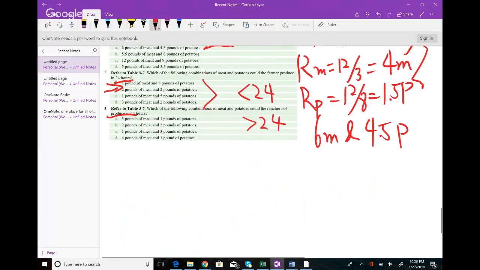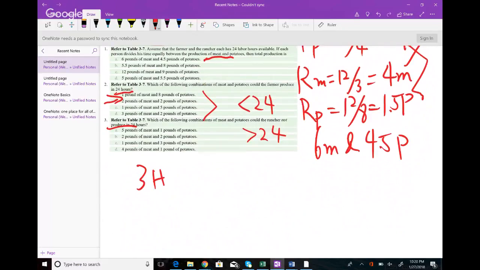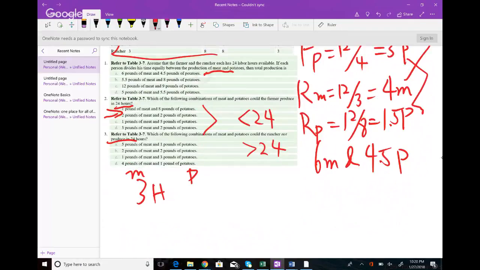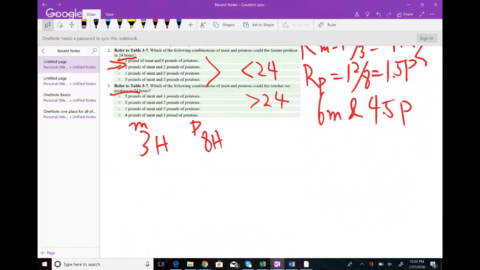So what is this? 3. God, I forgot numbers again. So 3 and 8. For every pound of meat, it requires 3 hours. So meat requires 3 hours, and then potato requires how many? 8. So potato is 8 hours. All right. So let's say which one is more than 24 hours. The first one we have is 5 pounds of meat, 3 hours each, plus 1 pound of potato, 8 hours each. That will be 15 plus 8, that will be a 23. So that's less than the 24.